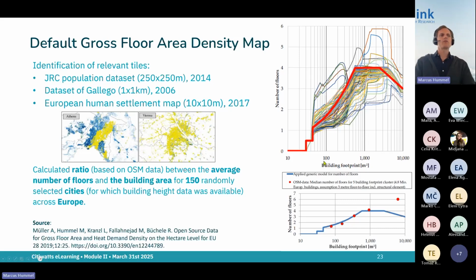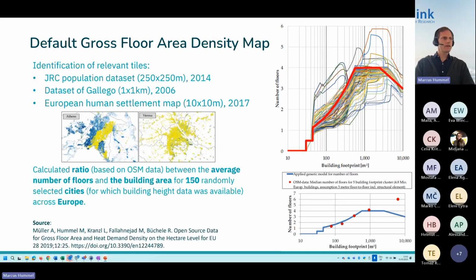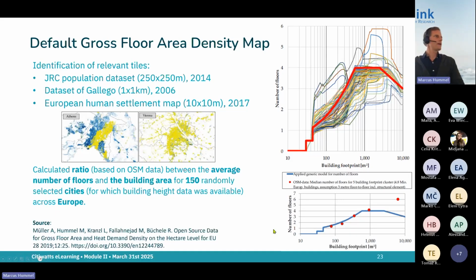And in order to come to the volumes, because a map of the building volumes is not available in each of those areas, we did that based on an estimate of around 150 selected cities where we had those relations. So we derived a relation of the building footprint and the number of floors. All of that, all the methodology, all the data is described in a paper that you can find here and can have a more detailed look into that.